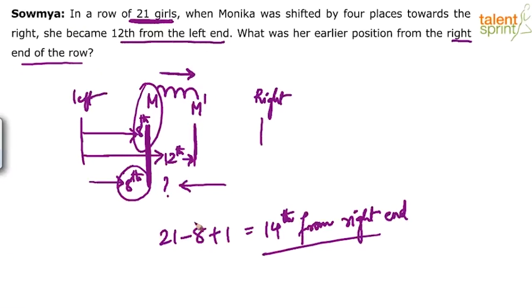Remember this formula. This is like one of the models in ranking and ordering that we discussed, right? Position from the other end is nothing but total minus the position from one of the ends plus 1. Standard formula. So 21 minus 8, 13, 13 plus 1, 14.